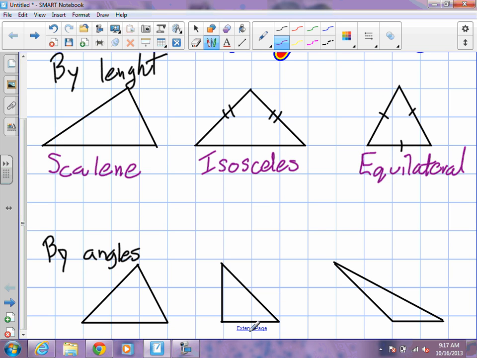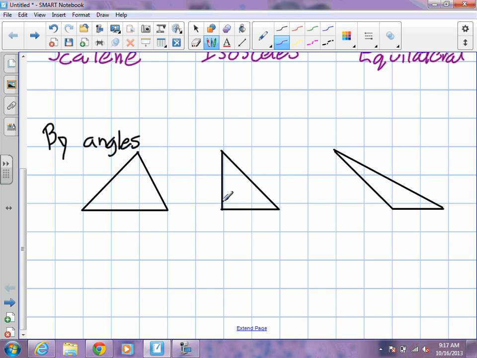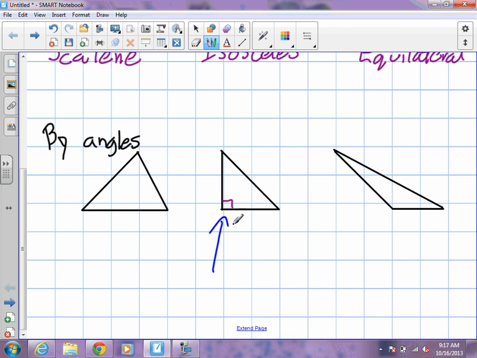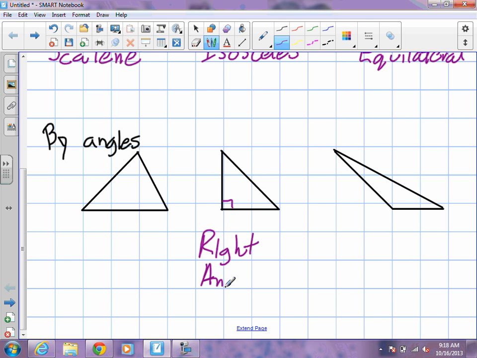Now, when we come to high school, we tend to focus a little more on classifying them by angles. So the one in the middle will probably be the easiest for us. That's right. Because it has an angle that is 90 degrees, we call it a right angled triangle. So this is called the right angled triangle.